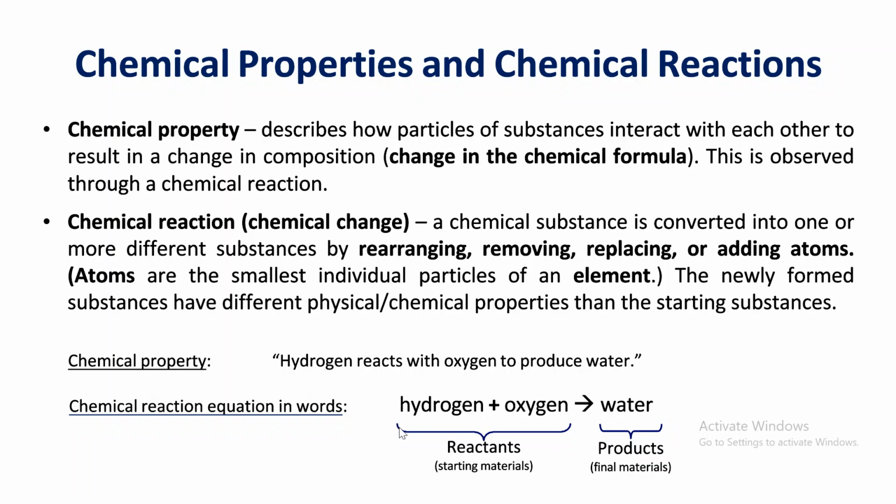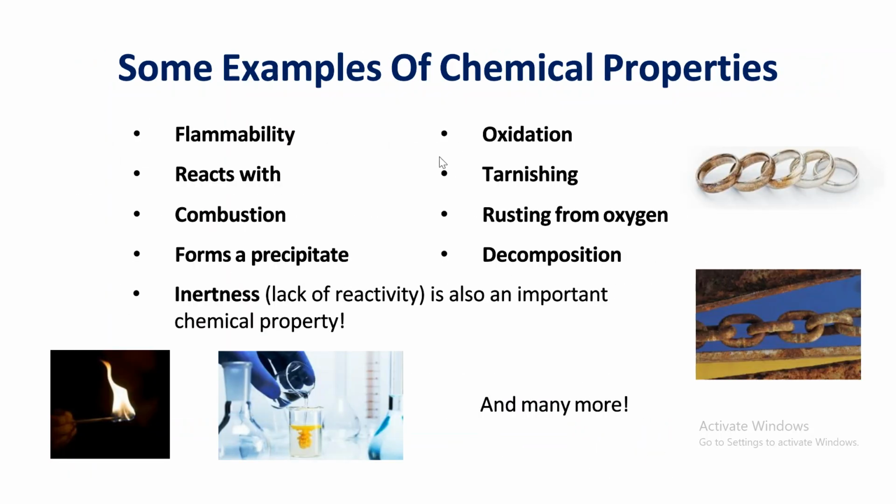In this case, we have two reactants, hydrogen and oxygen, and we have one product as shown, which is water. So let's talk about some examples of chemical properties. Flammability, the ability to burn or catch on fire, is a chemical property.